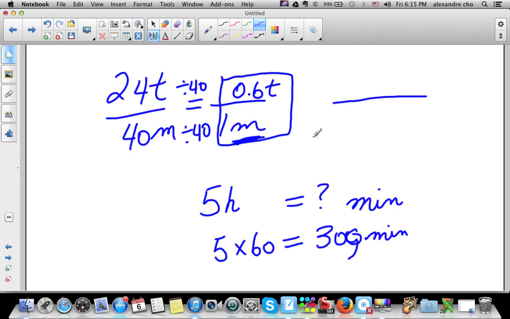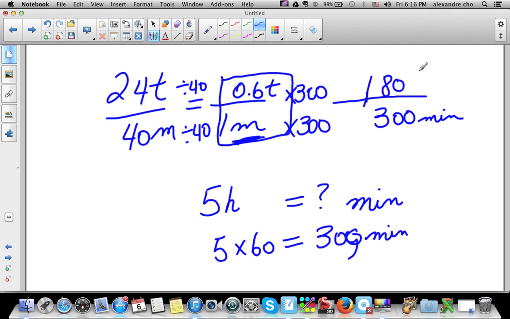Now I can go back to my problem here and write down that we know that in 1 minute he can build 0.6 of a table, which is a little bit more than half, and we're going to multiply this by 300 minutes because that's the amount of time that we are interested in. So in 300 minutes, which means 5 hours, he can build a lot of tables, and that is going to be 180 tables. Okay.